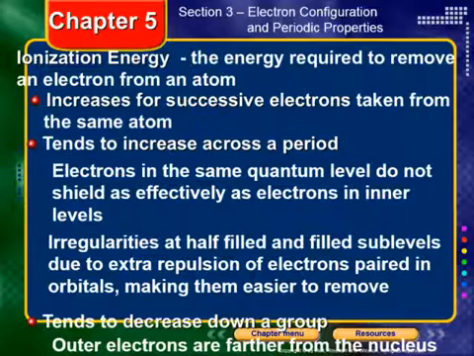So as you go down a group, we see that those outer electrons are further away from the nucleus and they don't experience as strong an attractive force, making them easier to remove, making a smaller ionization energy.